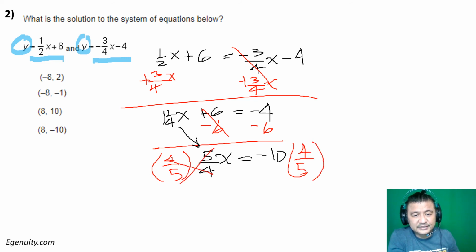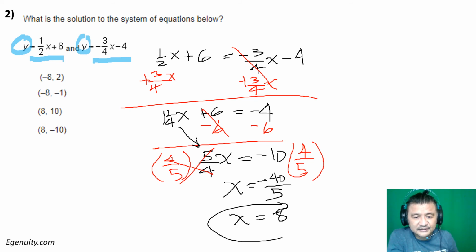So that cancels out, that cancels out. X is equal to -40 over 5. X is equal to -8. So there we go. We know you're right. You know we're right because you got the -8.